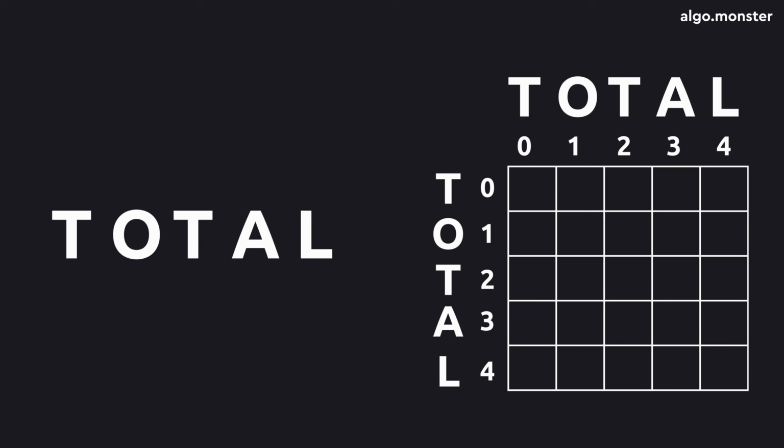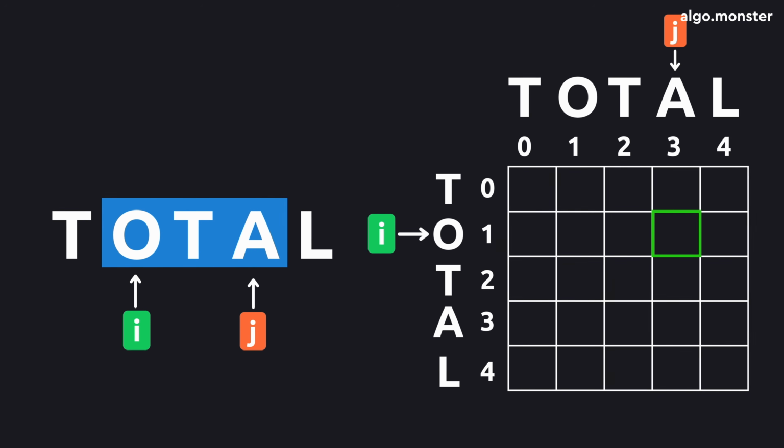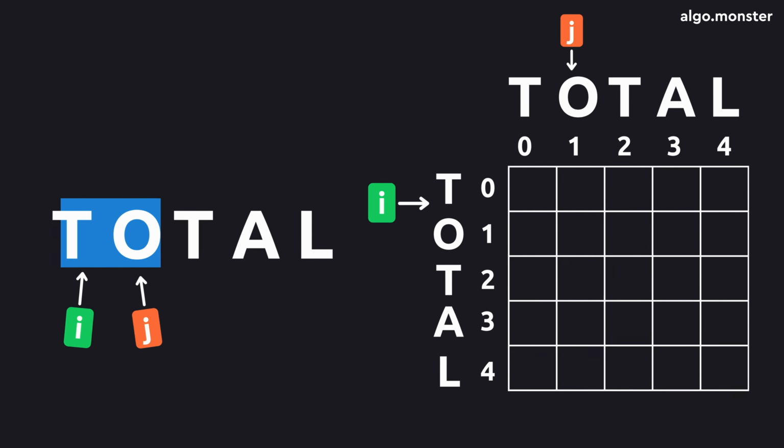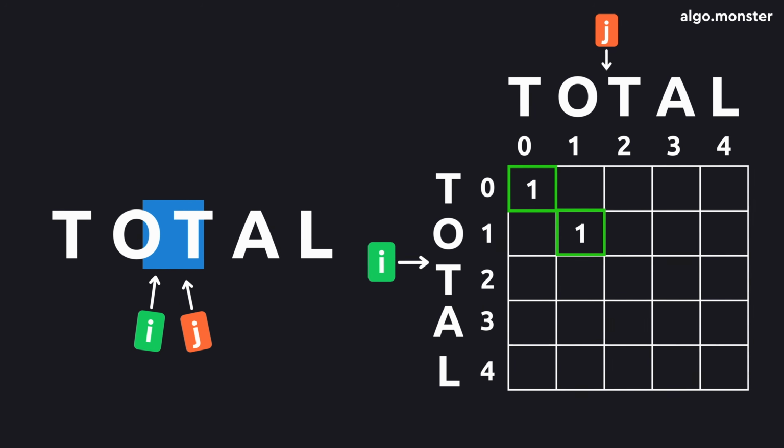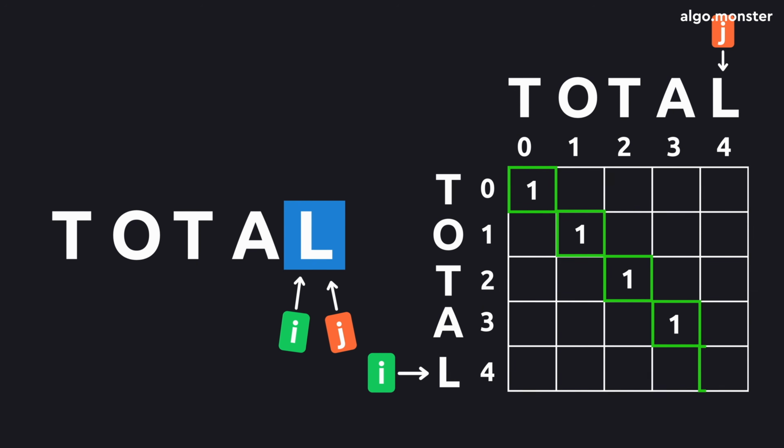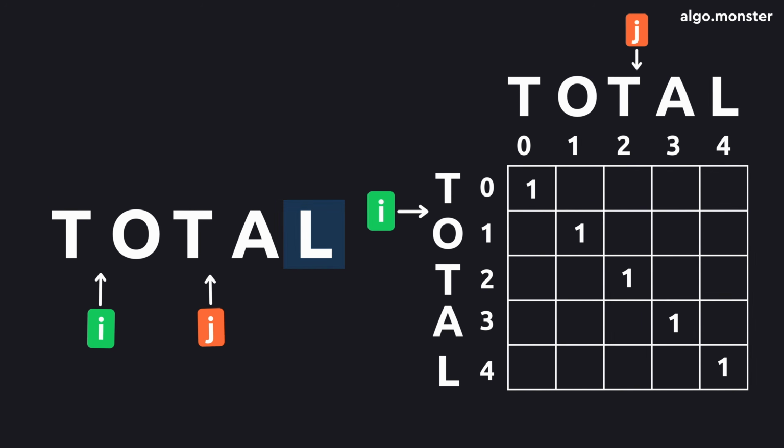Let's see exactly how. In each cell of the table, we store the length of the longest palindrome in the interval from i to j. Let's start with something simple. What's the longest palindrome in an interval of length 1? Any single character is a palindrome. These are our base cases. We can already fill the diagonal of the table with 1s. Now for bigger intervals.